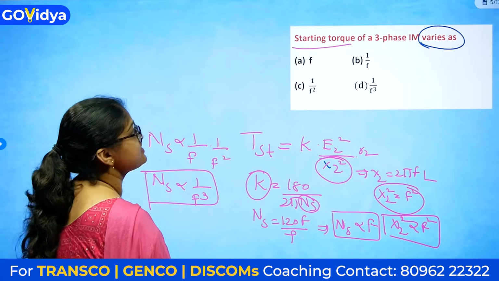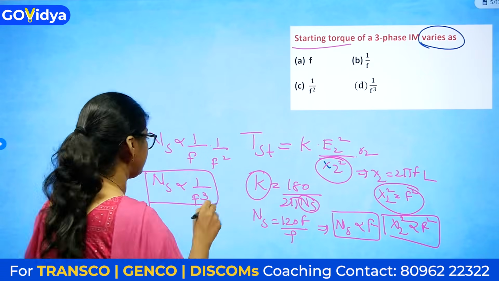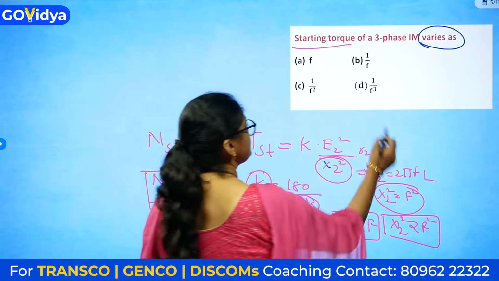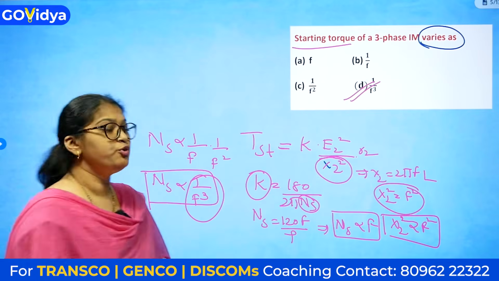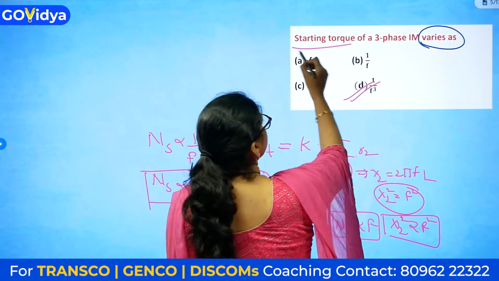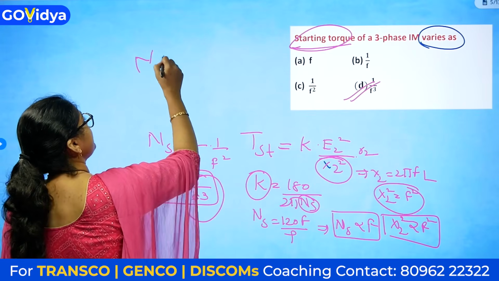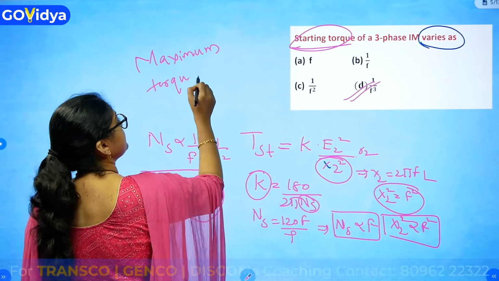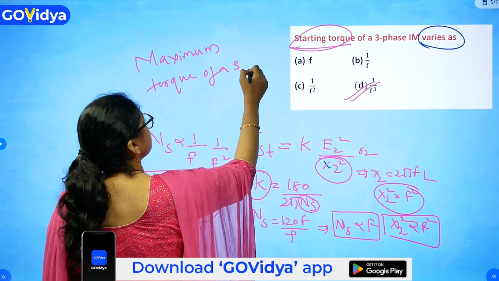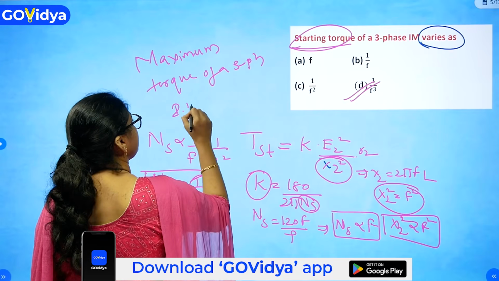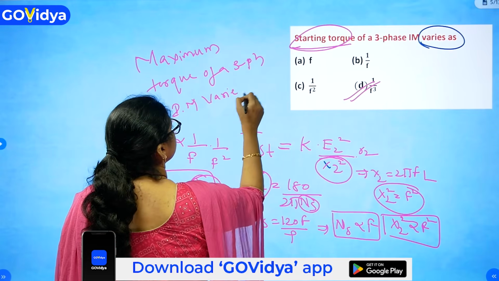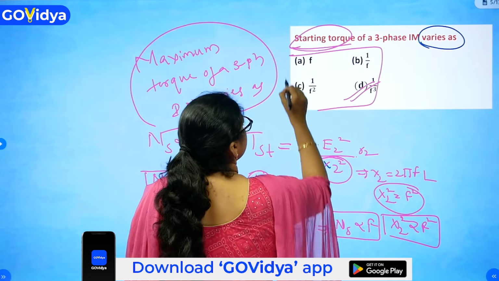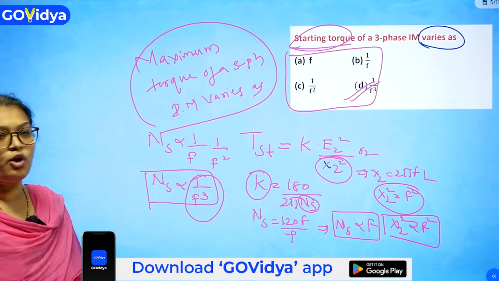So in the question they have asked the starting torque of a three-phase induction motor varies as. It will be directly proportional to 1 by f cube. So the option C. And a small question to you. We have found here the starting torque. Just give an answer in the comment box regarding the maximum torque. In the same way, maximum torque of a three-phase induction motor varies as. So for this question, the following options A, B, C, D, and give your answer in the comment box.